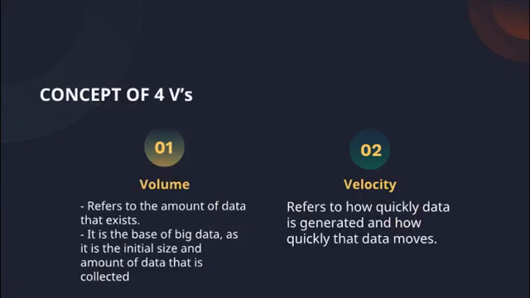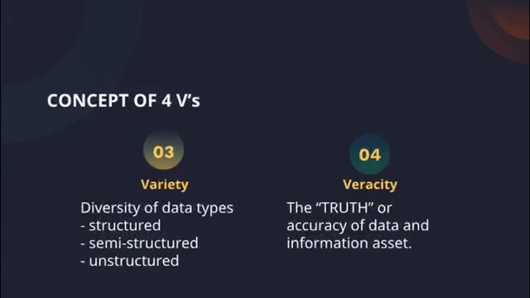Volume refers to the amount of data that exists. It is the base of big data, as it is the initial size and amount of data that is collected. Velocity refers to how quickly data is generated and how quickly that data moves. Variety refers to the diversity of data types, whether it is structured, semi-structured, or unstructured. Veracity refers to the truth or accuracy of data and information assets.